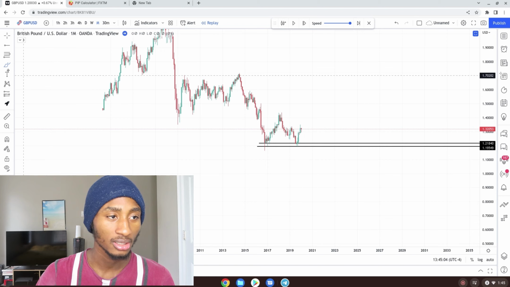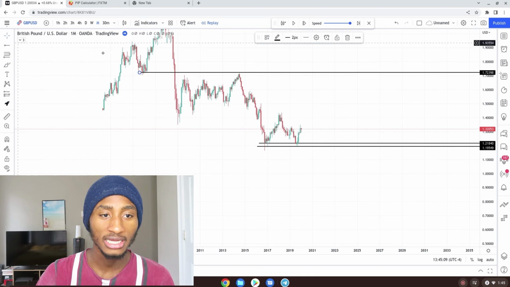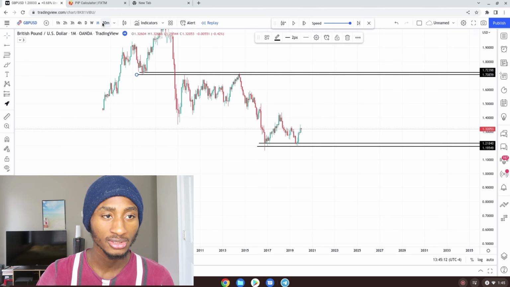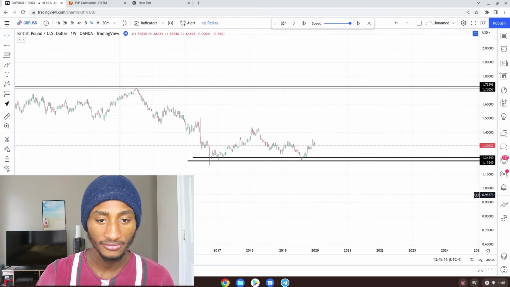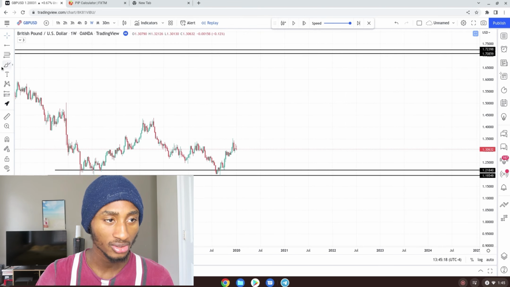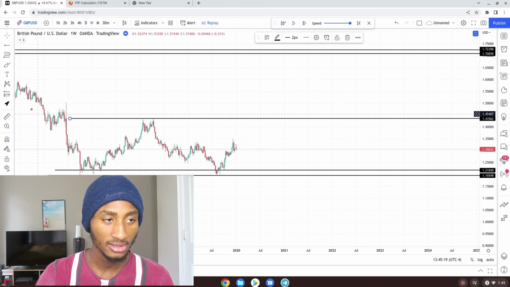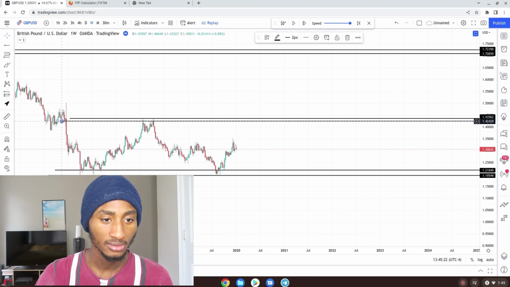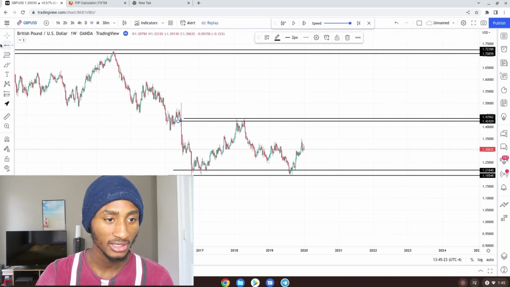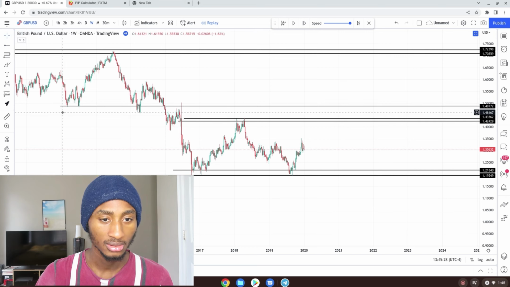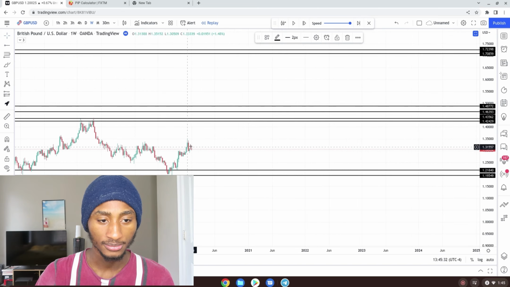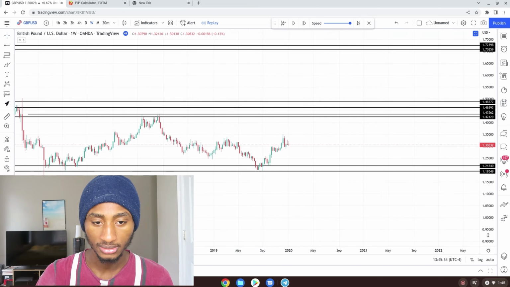So you just draw your level. That's all you got to do on the monthly. Draw some levels. You can go to the weekly too, right, and figure out some levels that you want to draw. So like right there, and I feel like markets might come to this level too again.